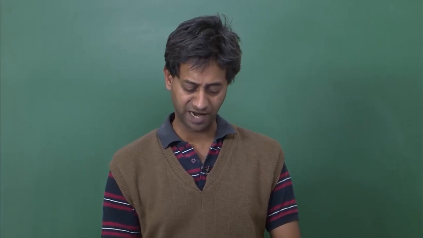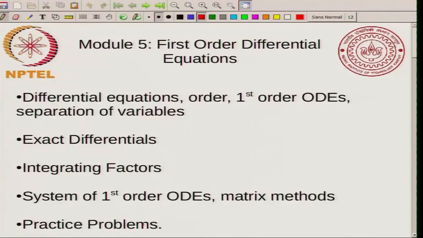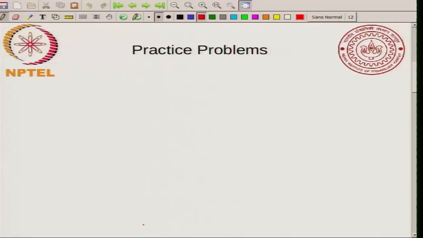In the last lecture of week 5, we will do some practice problems on first order differential equations. So I'll just do a couple of problems that illustrate the techniques that you use in first order differential equations. So let me take the first problem.